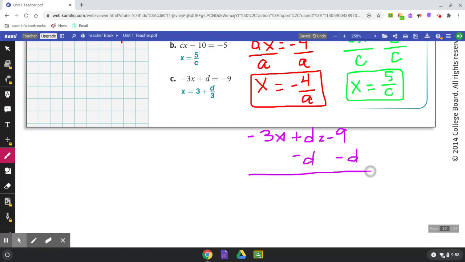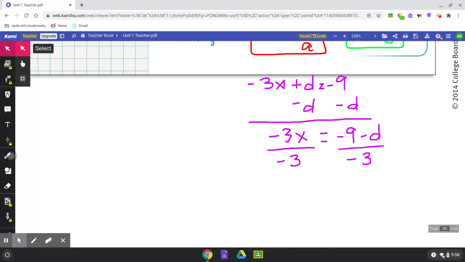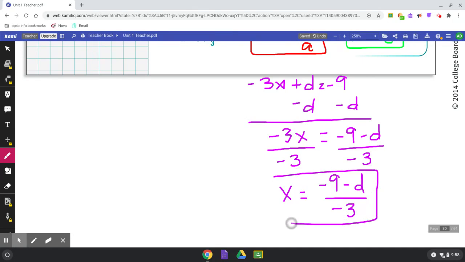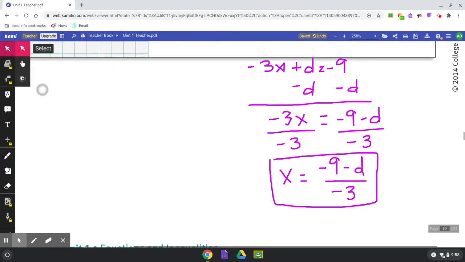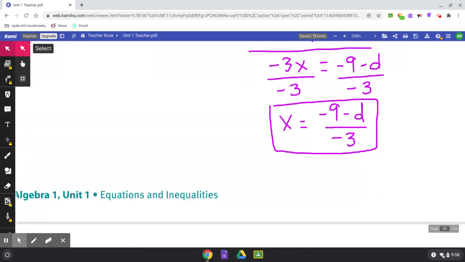When I subtract d from both sides, I'm left with negative 3x on the left side of the equal sign and negative 9 minus d on the right. Now I need to isolate the variable x because I'm still solving for x. I'm going to divide both sides by negative 3. When I do that, I'm left with x equals negative 9 minus d divided by negative 3. Now, you can leave your answer like this, or you can simplify. I would prefer for you to simplify, but if you have trouble, that's fine.